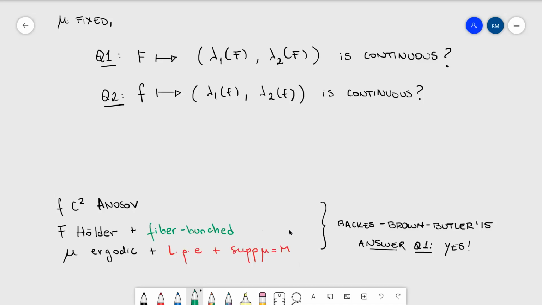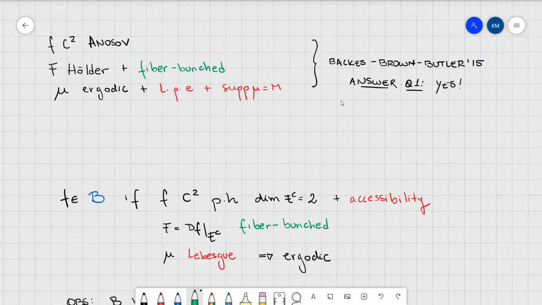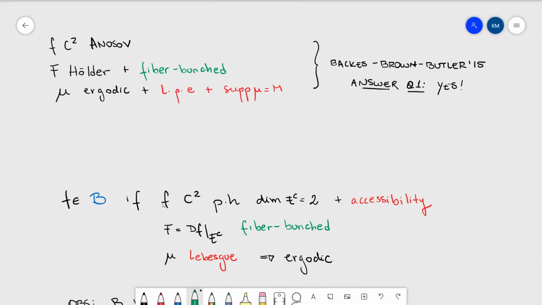So if I want to use this to give an answer of question 2, I will have to reproduce this type of condition that are appearing here. So I'm going to define a subset that I'm going to call B, that is formed for partially parabolic diffeos, C2 diffeos. That was my original setting. I'm going to ask for center dimension equal to 2. Again, I was fixing this at the beginning.